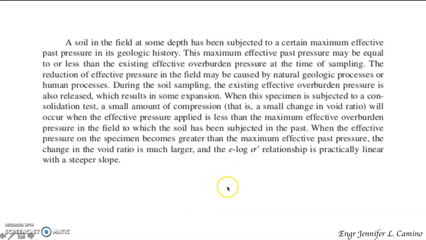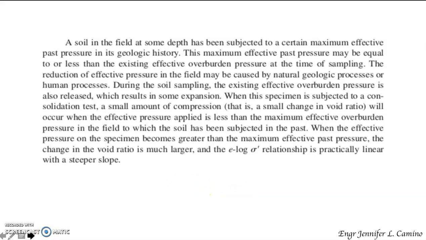The reduction of the effective pressure in the field may be caused by natural geologic processes or human processes. During soil sampling, the existing effective overburden pressure is also released, which results in some expansion. When this specimen is subjected to a consolidation test, a small amount of compression will occur when the effective pressure applied is less than the maximum effective overburden pressure in the field to which the soil has been subjected in the past.